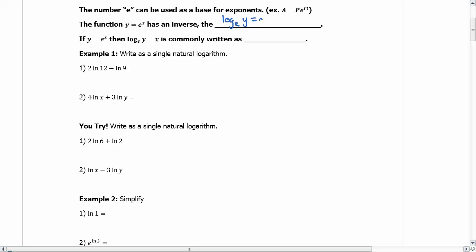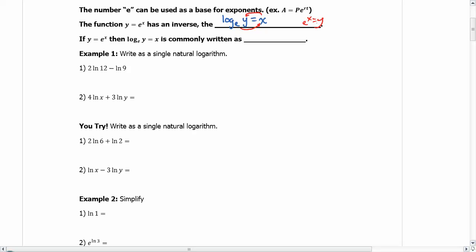of y equals x. You can see if we would do the loop like we've done before, you start at the e, raise it to the x power equals y. So you have e to the x equals y. That's the inverse of that exponential function.